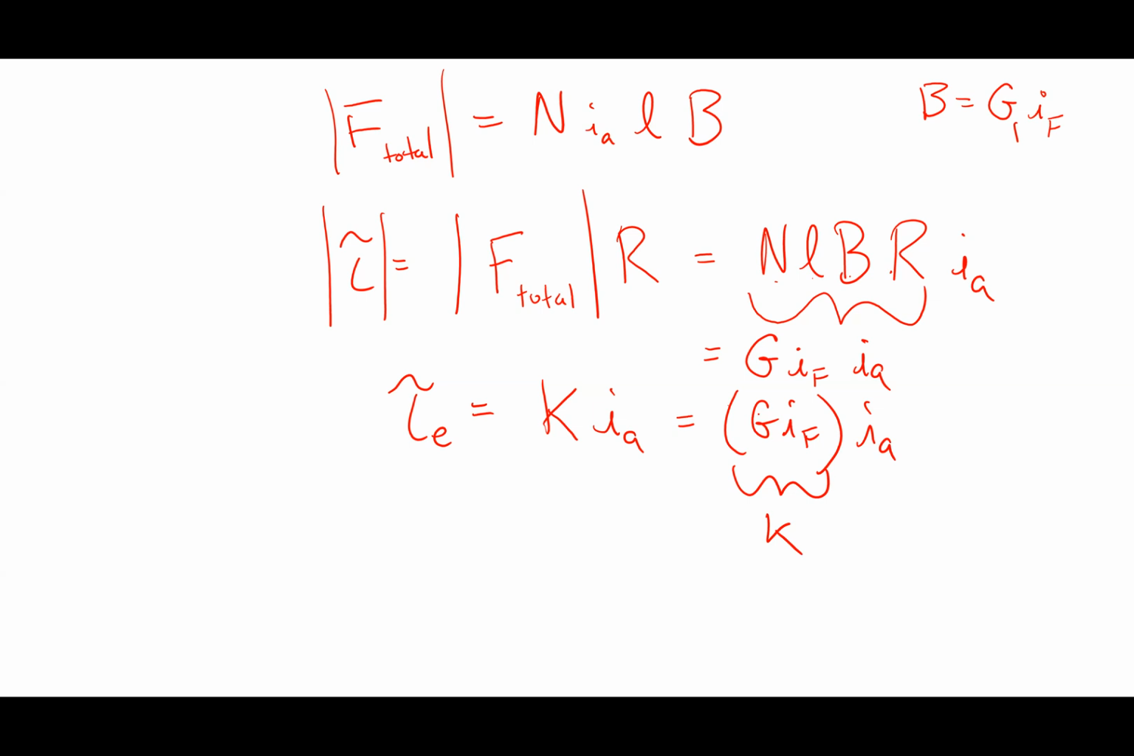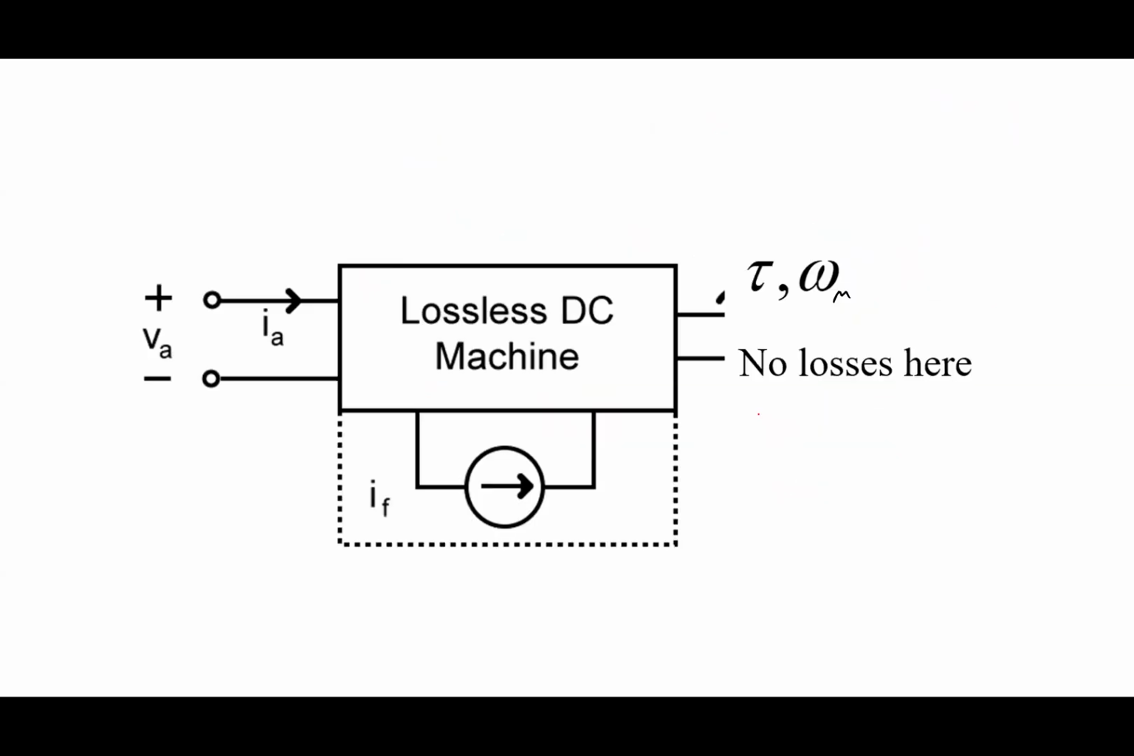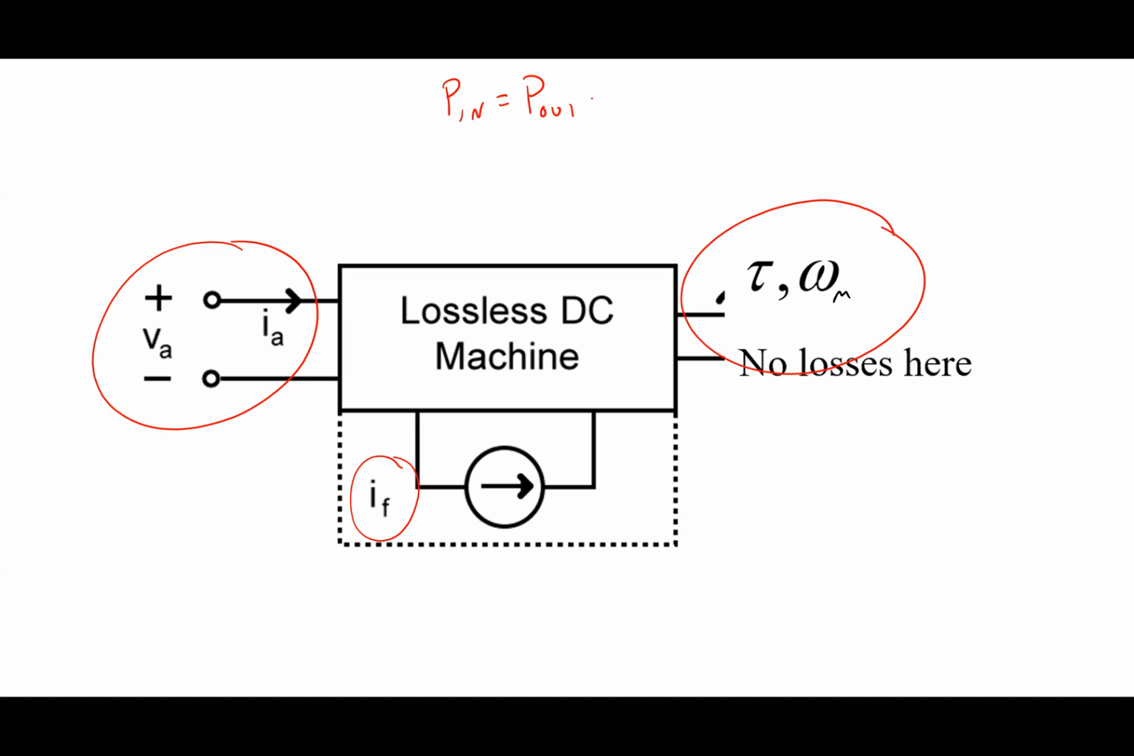So how could I figure out whether that's the case? I could do some Faraday's law stuff, but I could also say, if I think about the machine, if it's lossless, and no real machine is lossless, I have the electrical input and the mechanical output. And maybe I have another input to create the field, but that is not doing work, it's just creating the field for me. So from this perspective, what's the input power and what's the output power? If it's lossless, I know that P in equals P out.